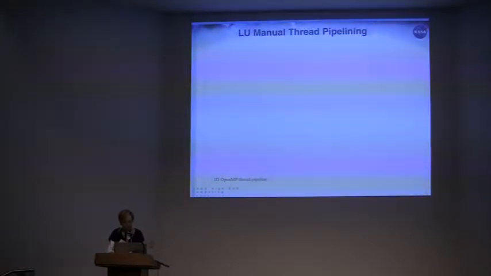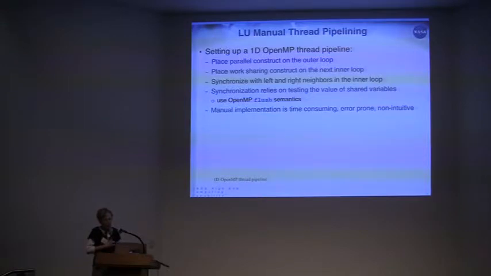So how do you set up a thread pipeline? You place a parallel construct on the outermost loop. You place the work share on the next inner loop. But then you need to synchronize before the execution of this inner loop. You need to synchronize that the left data is available, and then also tell the other threads on the right side that now the data is ready for consumption.